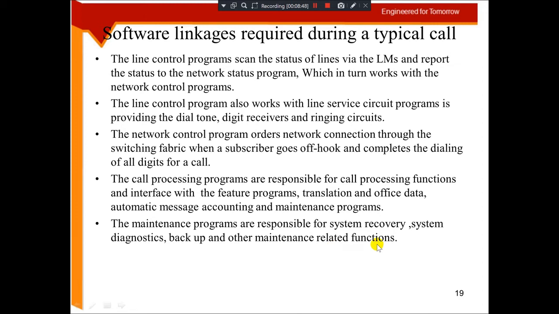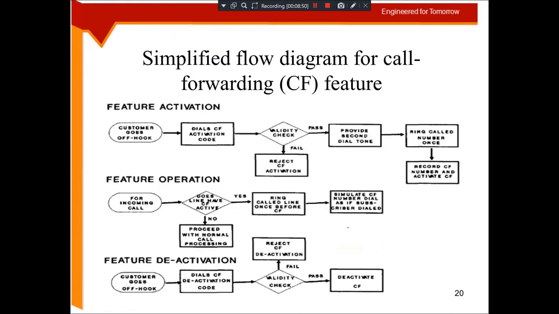Okay. Next, the simplified flow diagram for call forwarding features, which in short form is called CF. The feature activation, the feature operation, the feature deactivation. How will the feature be activated, how is it going to be operated, how is it going to be deactivated? When the customer goes off-hook, the dialed activation code will be taken. It will be checked for validity. If it passes, it will go to the next section. If it fails, the activity will be rejected. If it passes, it will provide a second dial tone, ring the called number once, and record the number and the activity of call forwarding.